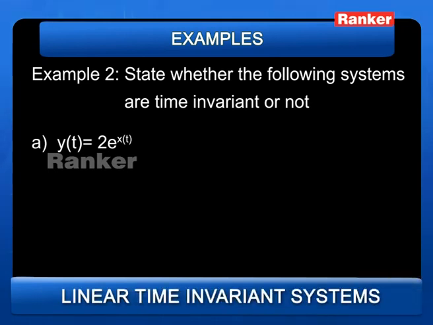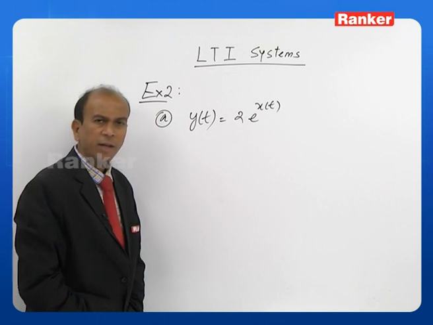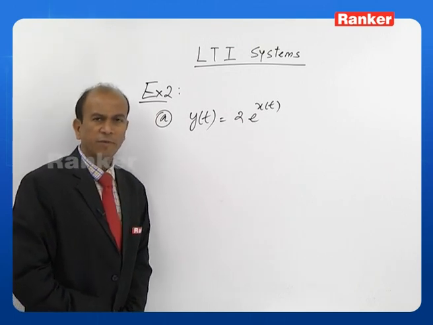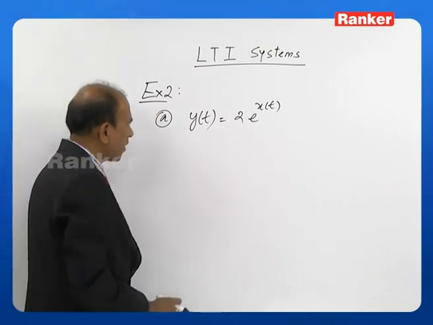y of t is equal to 2 e to the power of x of t. Now we have to again find out what y1 of t and y2 of t are. So what is y1 of t here?